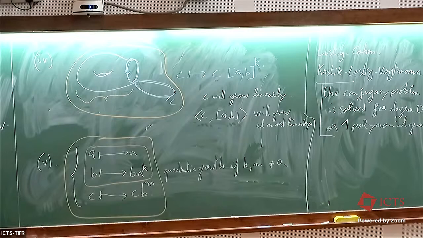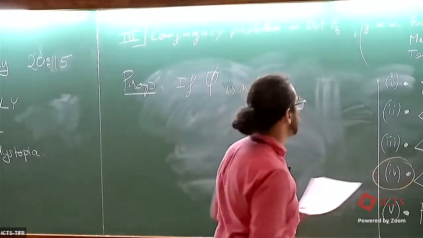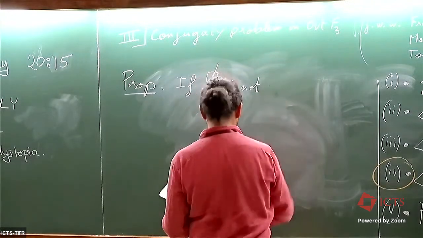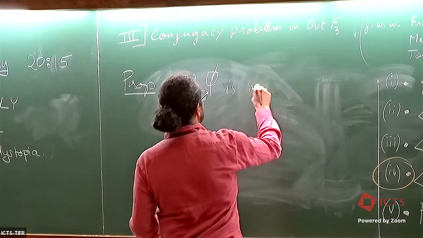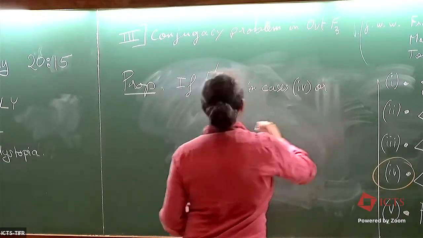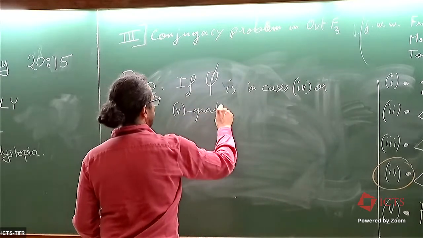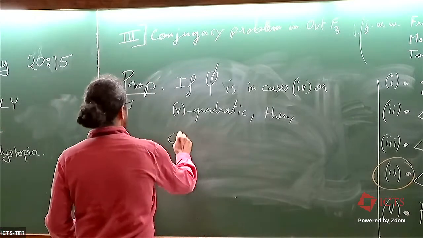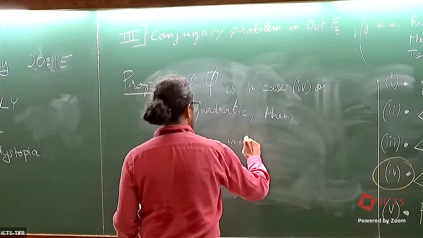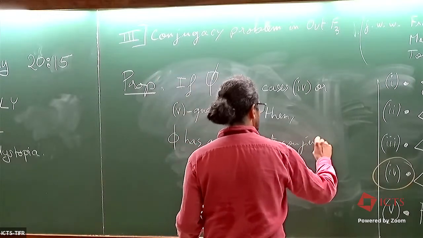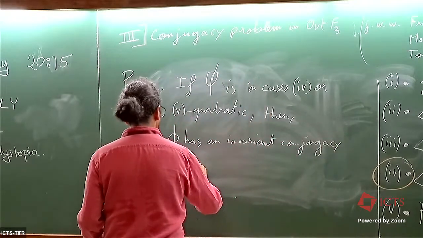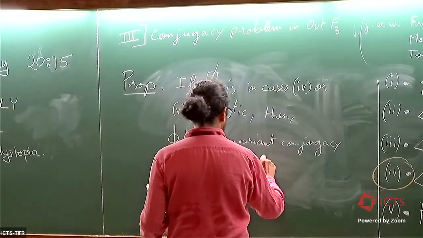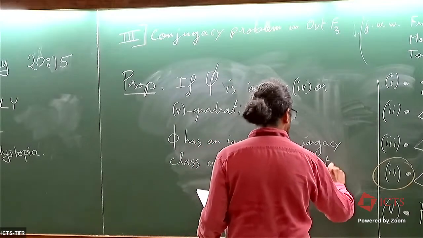Proposition. If phi is not almost toral, relatively hyperbolic, not in case... is in case 4 or 5 quadratic, then phi has an invariant conjugacy class of rank 2 free factor in F3.